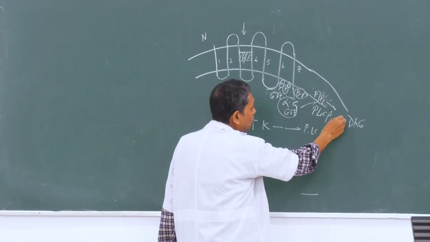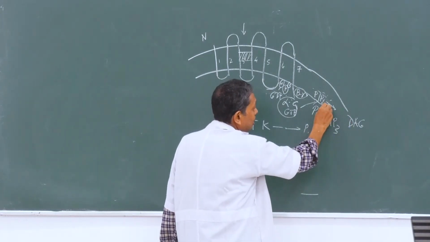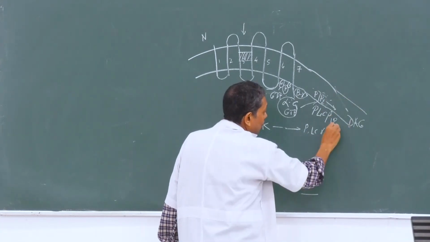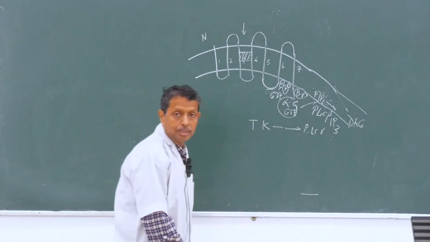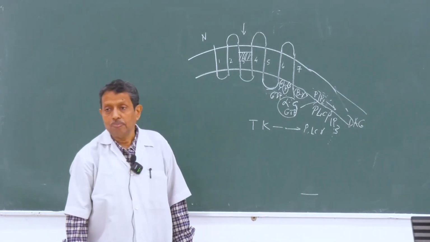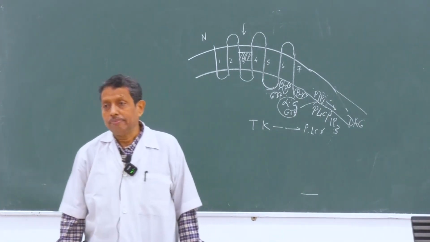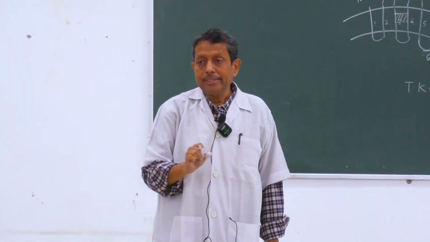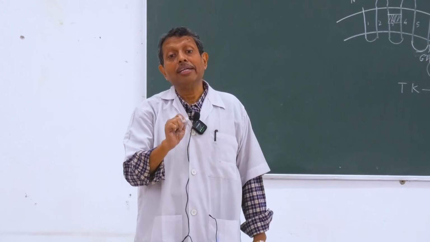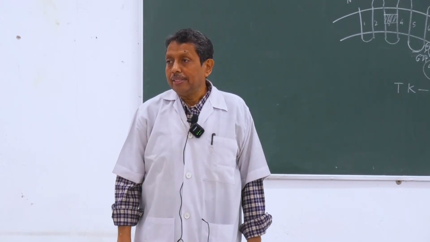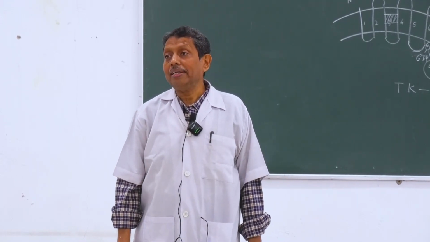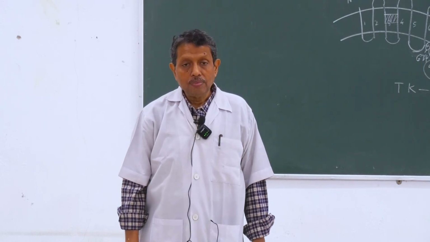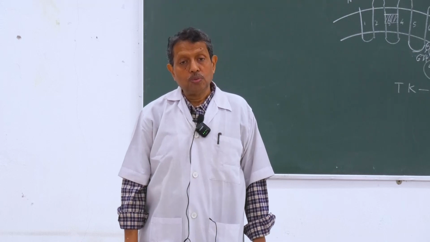There will be formation of inositol triphosphate and diacylglycerol. Diacylglycerol will be limited to the membrane, but inositol triphosphate will come outside and diffuse into the cytosol. And it will unite with the calcium containing organelles. Calcium is stored in organelles like endoplasmic reticulum and mitochondria also.